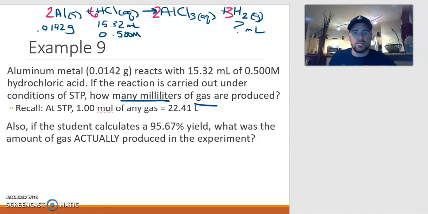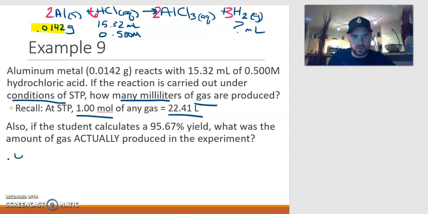Reminder that as long as the reaction is done at STP, which it is, we can use the conversion that 1 mole of any gas will occupy a space of 22.41 liters. So with that being said, let's do our stoichiometry. Let's first start with the aluminum right here. If I were to use up all of that aluminum, how much gas can I produce?